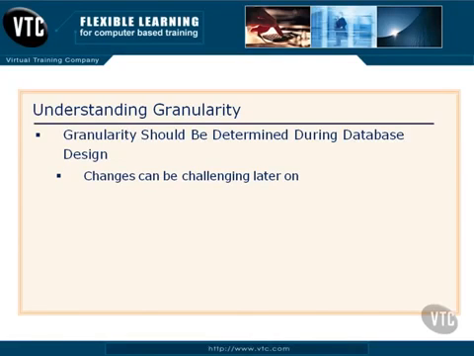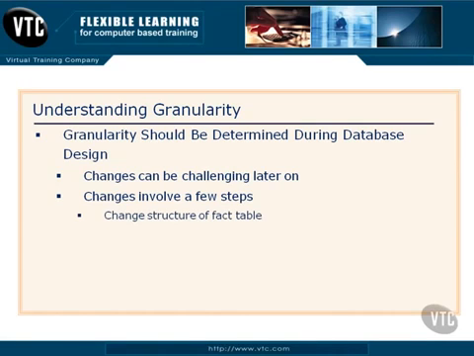Now, changes in a data warehouse can absolutely be challenging later on. A simple change like granularity can involve quite a few steps. Number one, we may have to change the structure of the fact table. We may have to add columns, take away columns, change some of our keys. We'll talk about those later. We may have to make changes in our dimension tables. Maybe our dimension tables don't have the proper attributes to let us pull the measurements the way we want to.